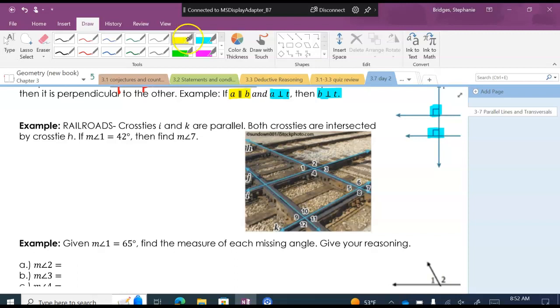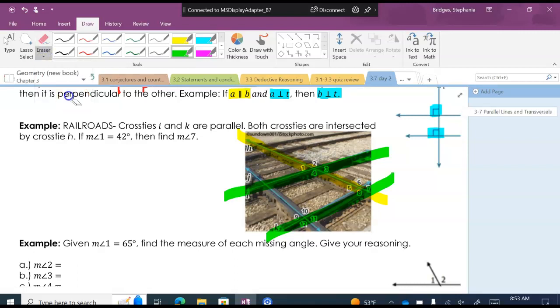So let me see if my highlighting works. Here's H. Oh, it doesn't really work there. And then I and K are there, and it says that those are parallel, and it is intersected by H. And what it is saying is that the measure of angle 1 is 42.